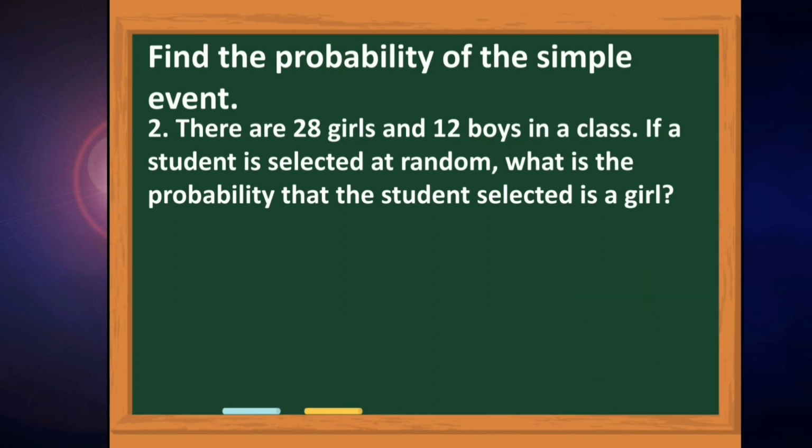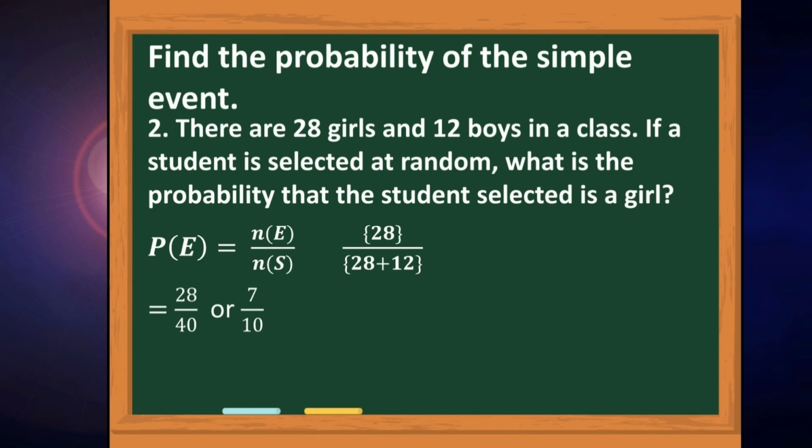Let us answer the problem. There are 28 girls and 12 boys in a class. We want to know the probability of selecting a girl. The total number of students is 40. So we have 28 over 40. Or it can be reduced to 7 over 10. In decimal, that is 0.70. In percent, that is 70%. So there is 70% chance of selecting a girl in the class.